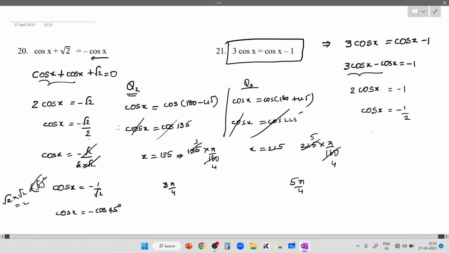And again I'll apply the same rule. Cos x is negative in second and third quadrant, and in second quadrant the nature of angle is 180 minus theta. So 180 plus 60 is in third quadrant, and also cos x is equal to cos 180 minus 60 in second quadrant. So I'll get two answers. One is 240 and one is 120.